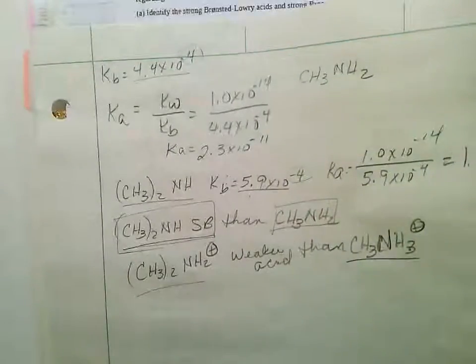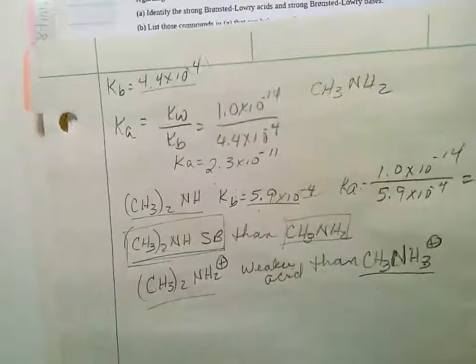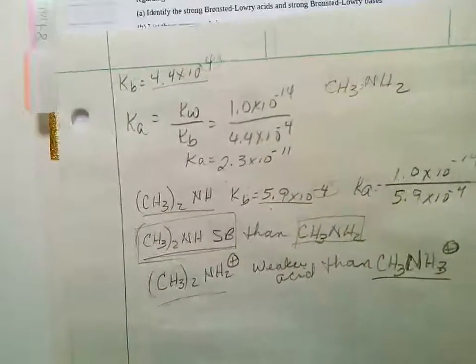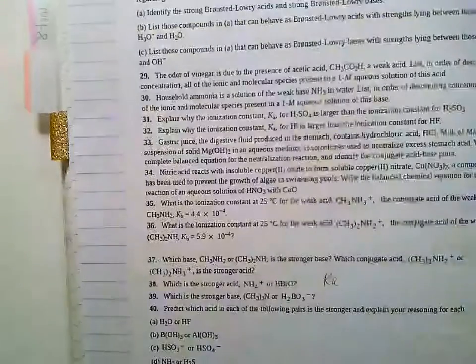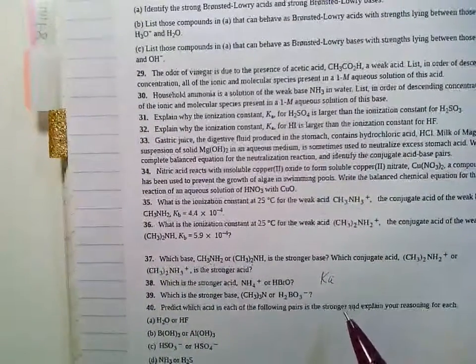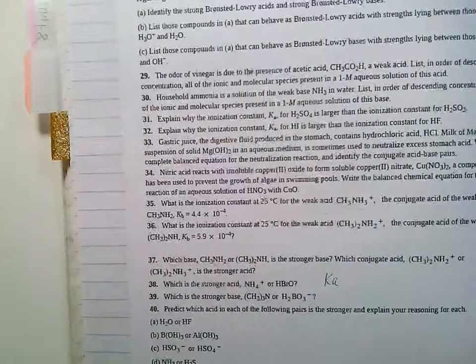And so what they're trying to get you to look at is comparing Kas to Kbs. You can't do that. You have to calculate what the Ka is for the conjugate acid or the conjugate base. So I think that covers about all the questions on the homework that you might have.